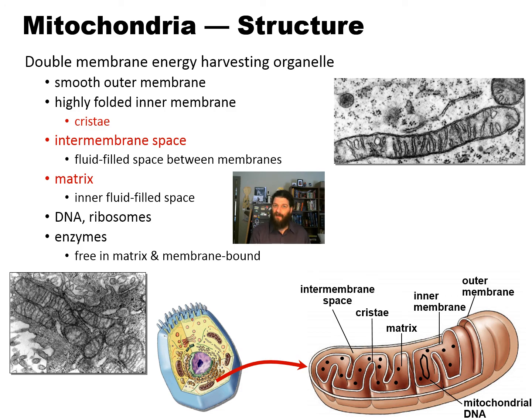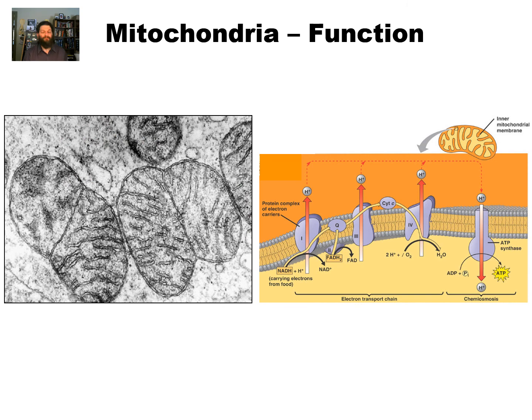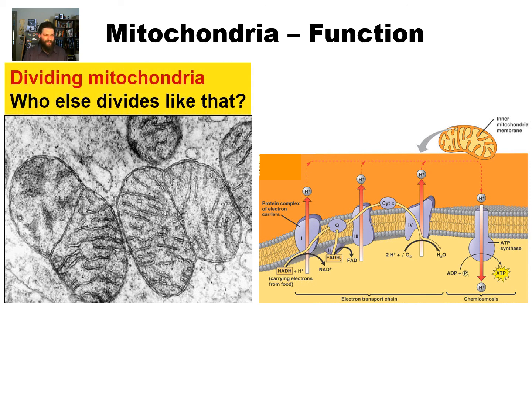So when we start thinking about cells that are going to have lots of mitochondria, yup, you heard right, mitochondria have their own DNA. They have their own ribosomes. They make their own proteins. In fact, heck, they divide on their own, a lot like bacteria do.